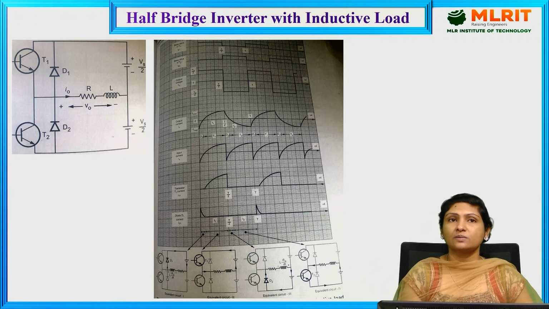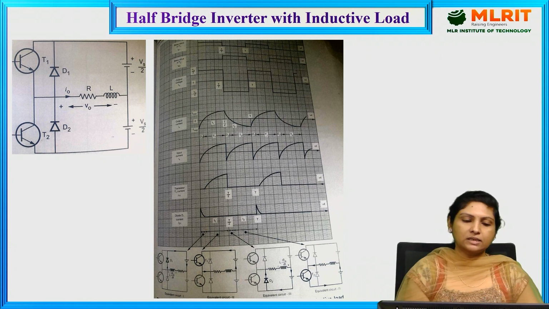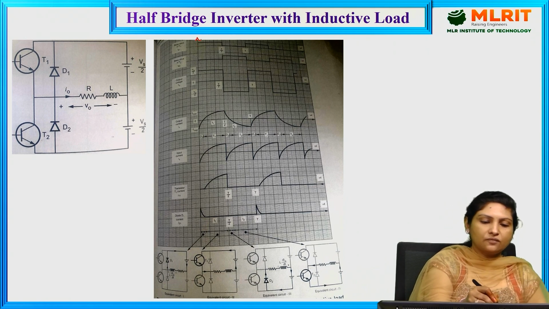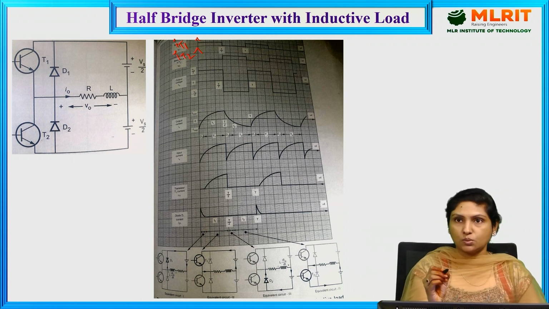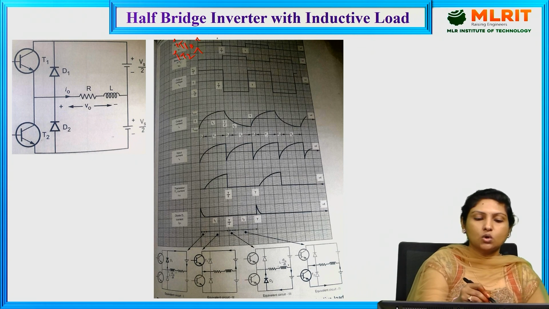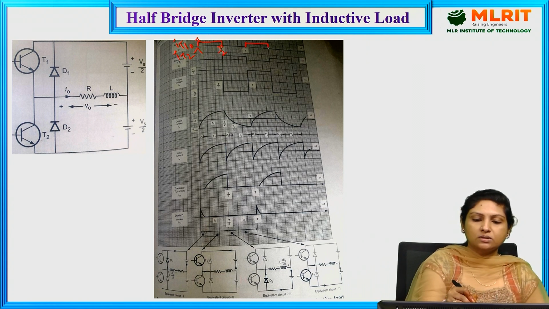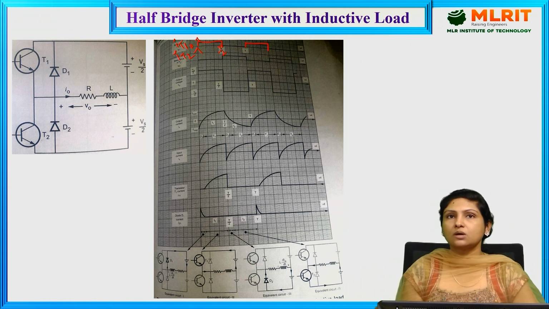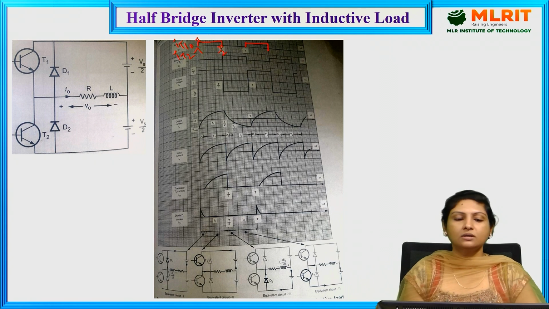Now let us observe the waveform for the half bridge inverter with inductive load. Here, this is the base drive provided for transistor 1, and this is the base drive provided for transistor 2. The base drive for transistor 1 is provided from 0 to T by 2, and again from this instant called T. At both these instants, we are providing the triggering pulse, or base drive, for transistor 1.